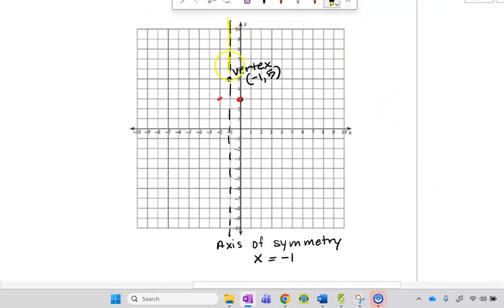Again, it's kind of a dashed invisible line. But the reason it's important is because a parabola is symmetrical on both sides. So if you have a point on one side, you can plot a point on another side to copy it to make it faster. Everything from here, though, is going to be a rough sketch.